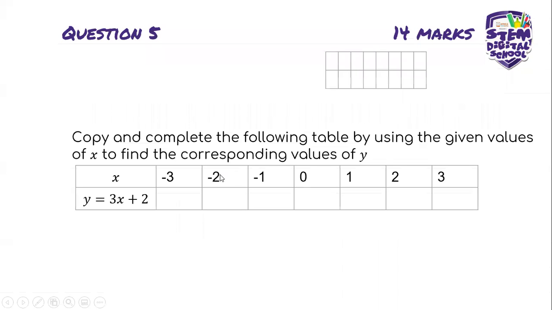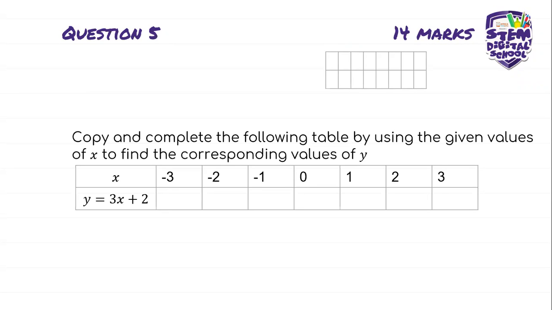And then the next one, of course, was just the table. Just to complete the table, you had to copy and complete this table. And then I've given you the y value, which is 3x plus 2. So all that you need to do is to find the value of y when x is negative 3. Let's find the first one quickly.